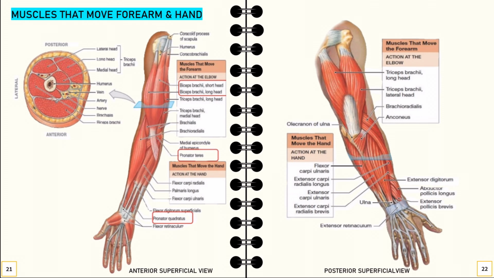Next, we move to the muscles that can move the forearm and hand. They originate from the upper arm and insert into the forearm, and are involved in 4 main types of action, which are flexion, extension, pronation, and supination at the elbow joint. On page 21, we can see a group of flexor and pronator muscles, while on page 22, we can see the extensor group and supinator group.